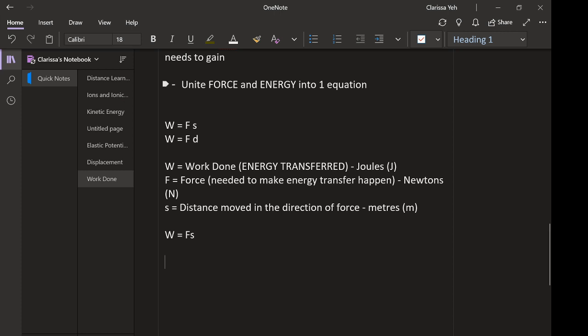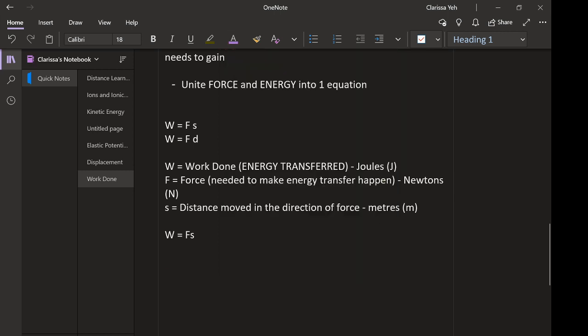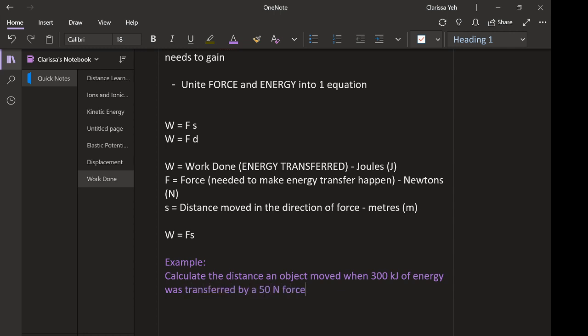Now here's an example. Let me do it in a different color because I'm sick of having it all in the same color. Oh, I like this color. Example. Calculate the distance an object moved when 300 kilojoules of energy was transferred by a 50 Newton force. Okay, so this is the example. Get out a piece of paper and follow along with this.